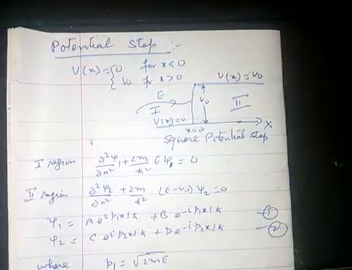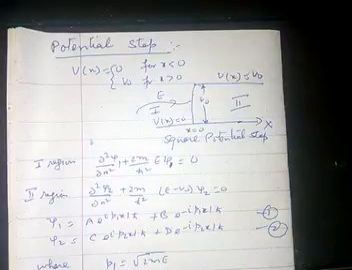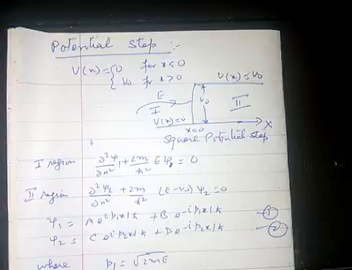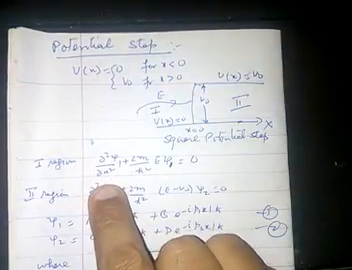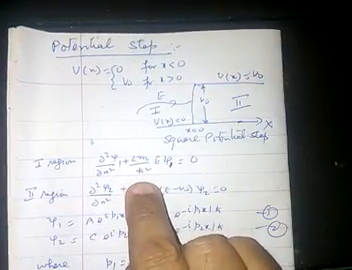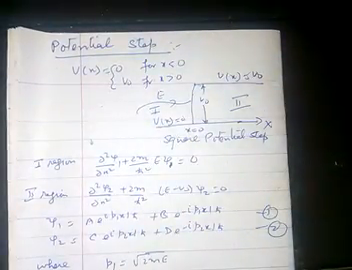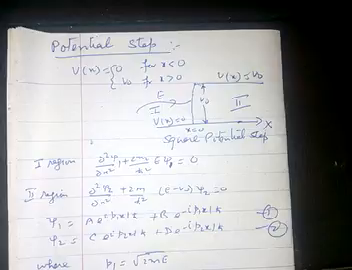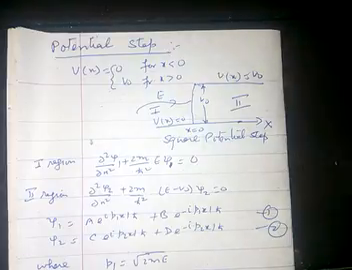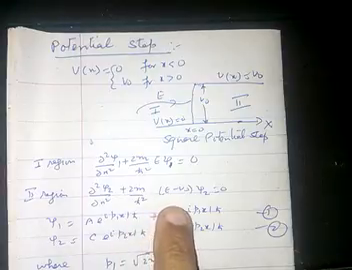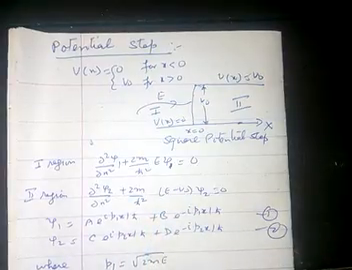To solve the problem, let us write the Schrodinger equation for the two regions. The Schrodinger equation for the first region is given by d2psi1/dx2 plus 2m/h-cross squared E psi1 equal to 0, since V is equal to 0 in this region. And the Schrodinger wave equation for the second region is d2psi2/dx2 plus 2m/h-cross squared into (E minus V0) psi2 equal to 0.